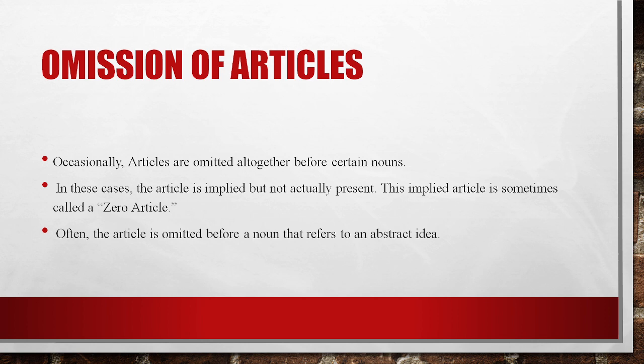Omission of articles. Occasionally, articles are omitted altogether before certain nouns. In these cases, the article is implied but not actually present. This implied article is sometimes called a zero article. Often, the article is omitted before a noun that refers to an abstract idea.